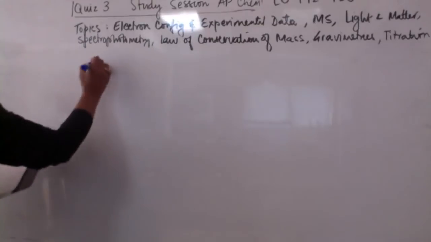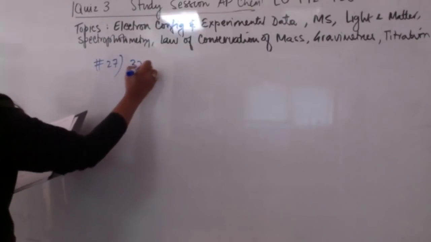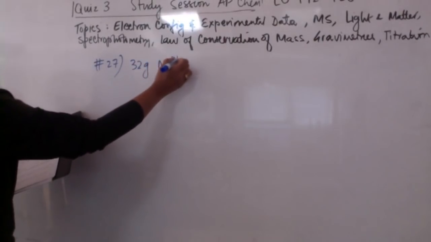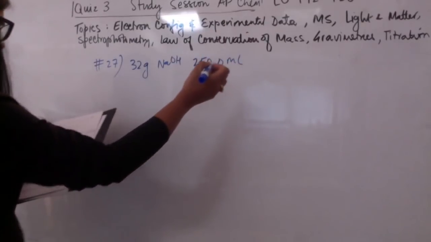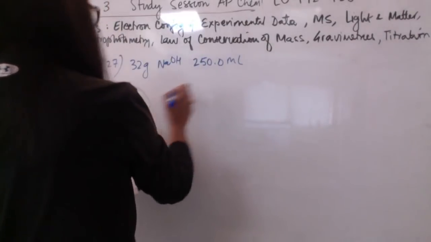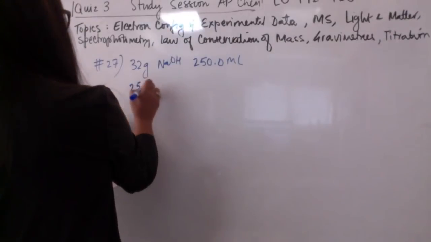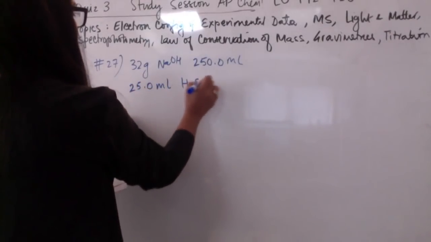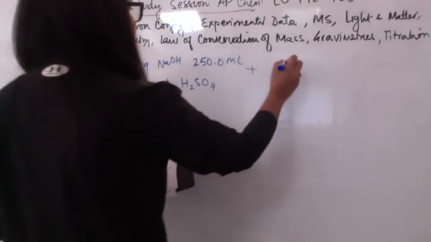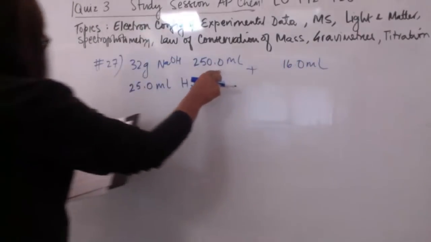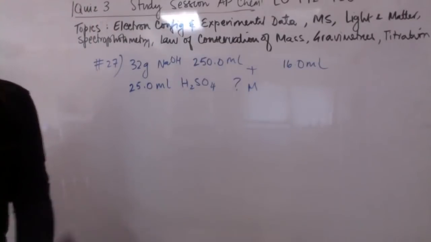27 says a 32-gram sample of NaOH was dissolved in 250 mL of solution to prepare the titrant. Okay, you made a solution out of that. And then 25 mL of H2SO4 was titrated with the solution. It took 16 mL of this NaOH to titrate to endpoint. What is the molarity of H2SO4?